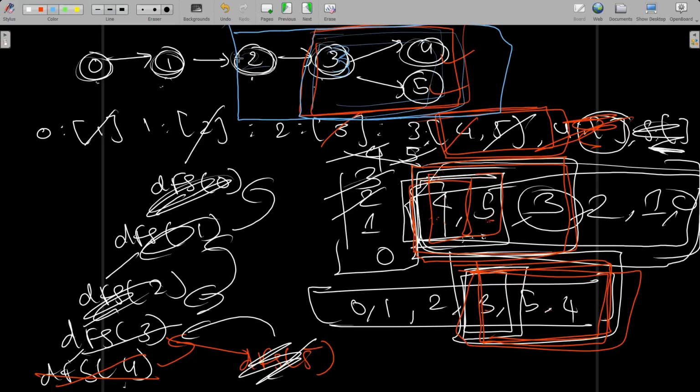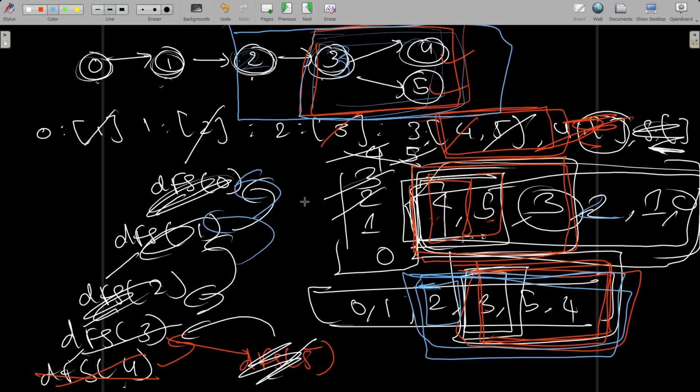And then we just pop out 2 from the stack and add it over here. So we can see that when we reverse the list, this node is before 2, and all these nodes over here are added in a topologically sorted manner. The same goes for 1, and the same goes for 0. That is what's happening over here.